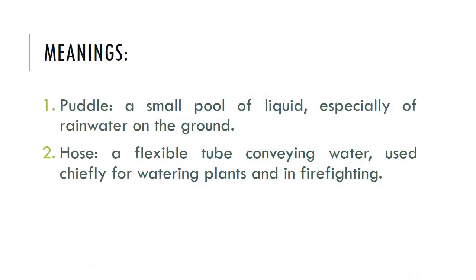Meanings. First word, puddle. A small pool of liquid, especially of rainwater on the ground. Second word, hose. A flexible tube conveying water used chiefly for watering plants and in firefighting.